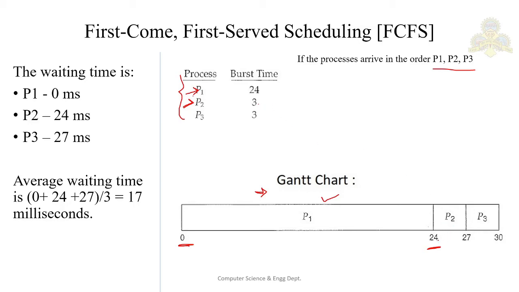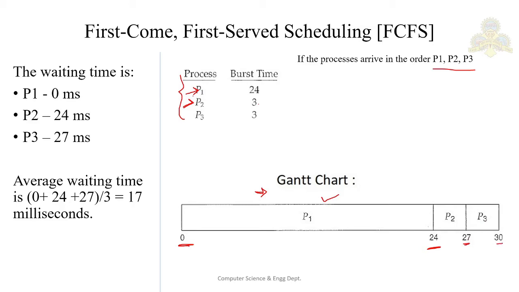Now what you have to do is add 3 to this 24. 24 plus 3 is 27. Okay, that is for P2. Fine. Next is P3. And how much is the burst time? It is 3 milliseconds. Now you have P3 here at the last and you have to add 3 to this 27. That is 30.